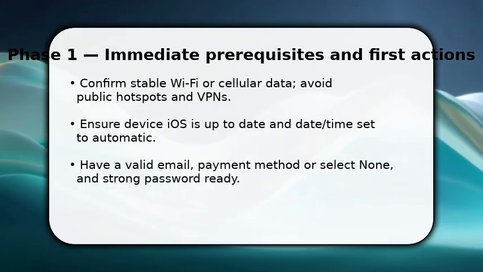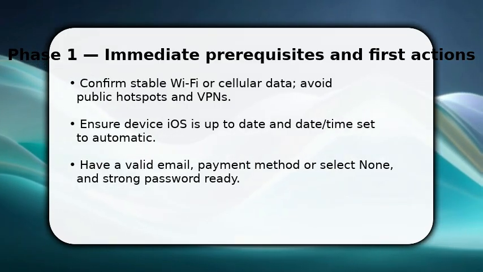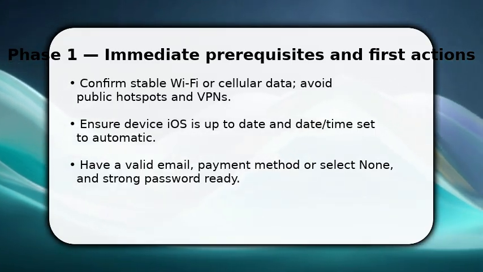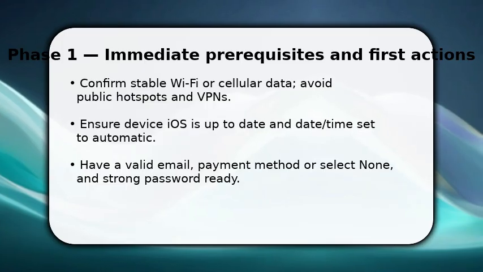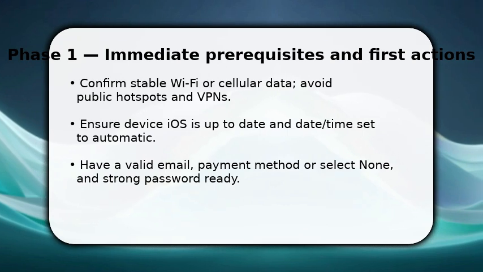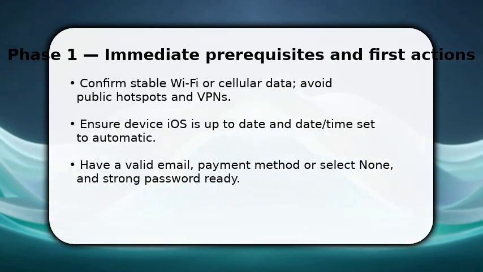Open Settings, tap Sign into your iPhone, then choose Create Apple ID. Enter a valid email and a strong password, fill birth date, and pick security questions. This prevents validation failures. Once done, verify the email when prompted, so Apple can complete initial account creation.